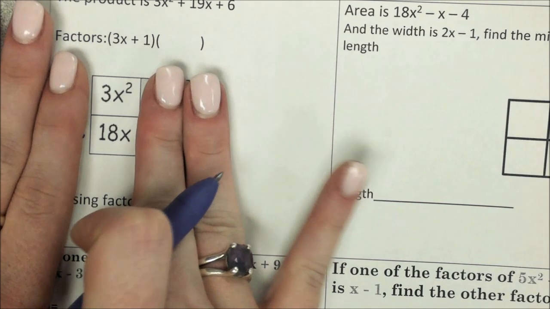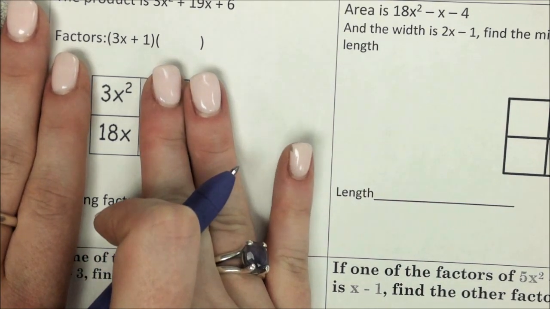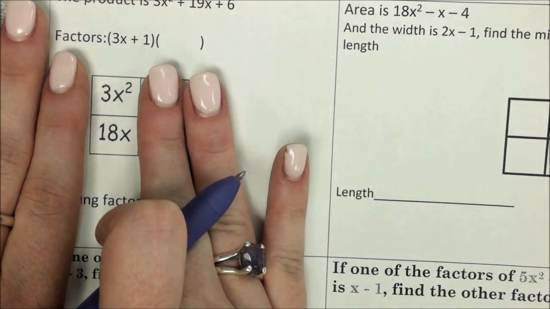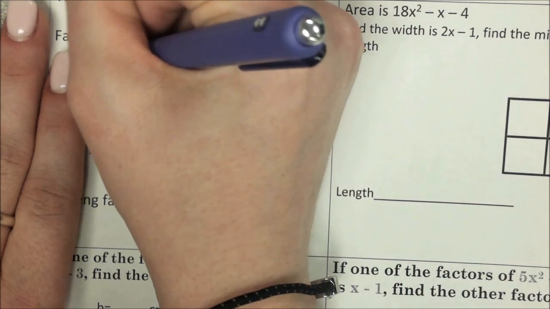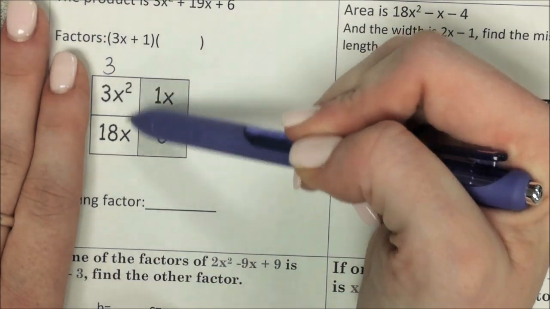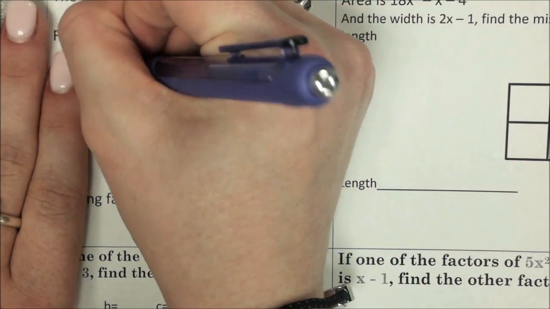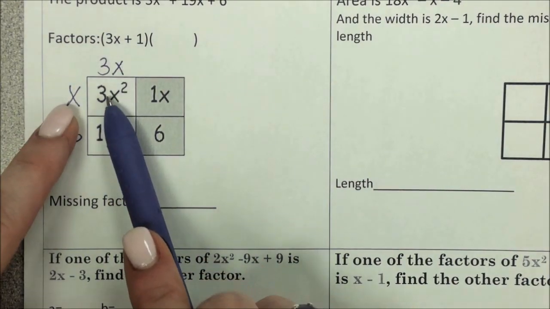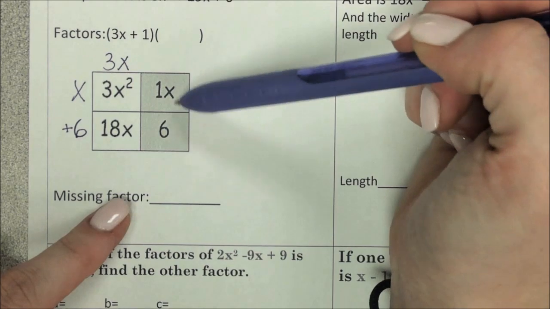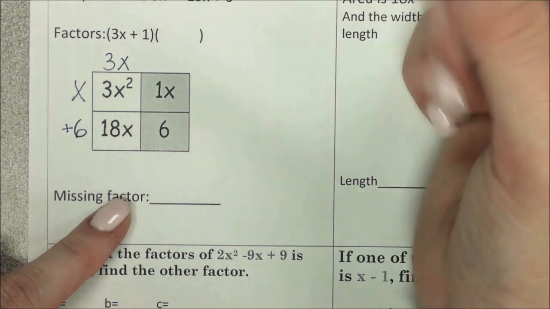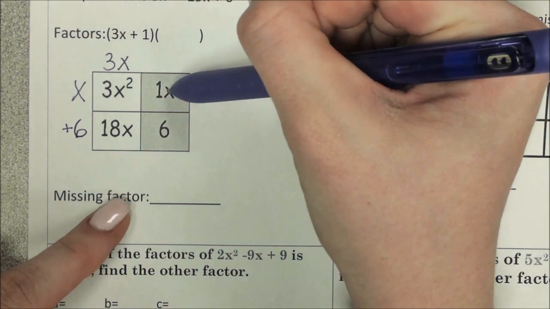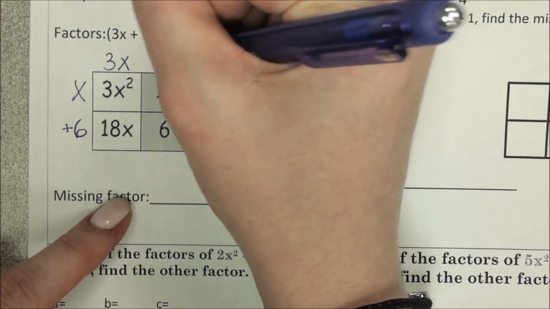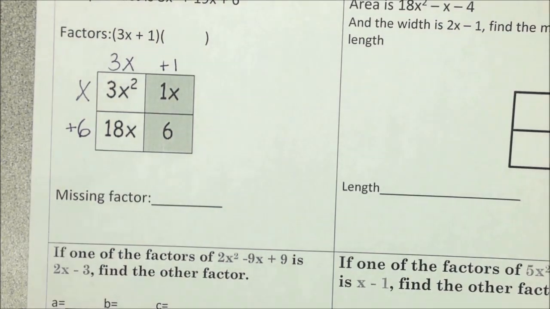Now looking at the sideways ones, 3x squared and 18x, 3 and 18 can both divide out that factor of 3. And then x squared and x means that I can take out 1x from both. 3x times x is 3x squared. And then we look at 1x and 6. I cannot divide a 6 out of this one, so they technically have nothing in common. I'm just going to use a placeholder 1.